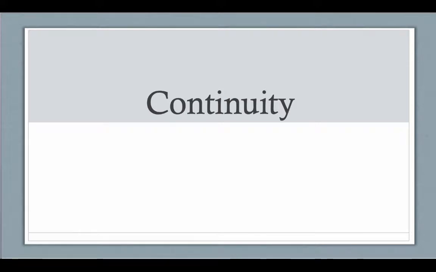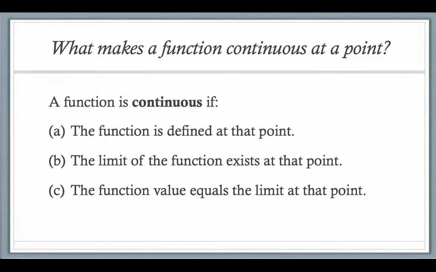In this lesson, we're going to discuss continuity. So first off, what makes a function continuous at a point? A function is continuous if three criteria are met. The first is that the function is defined at that point. The second is that the limit of the function exists at that point. And the third is that both of those criteria lead to the same number. So the function value is equal to the limit at that point.